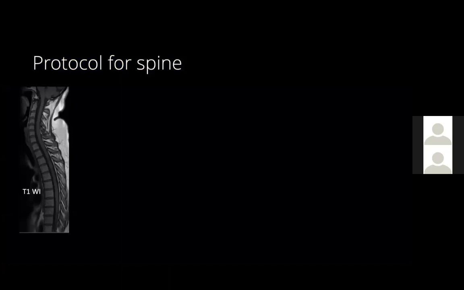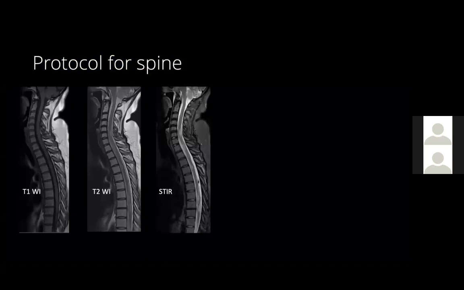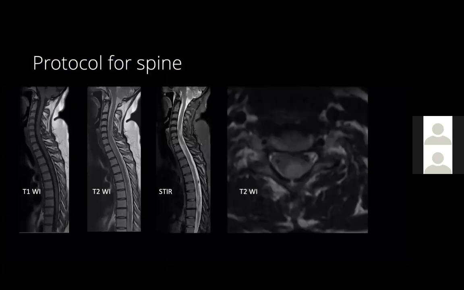So we use sagittal T1 weighted images, sagittal T2 weighted images, and STIR images in the sagittal plane, and axial T1 and T2 weighted images to include the cervical spine and thoracic spine. We don't use the lumbar spine because the spinal cord usually finishes at the L1, L2 level.